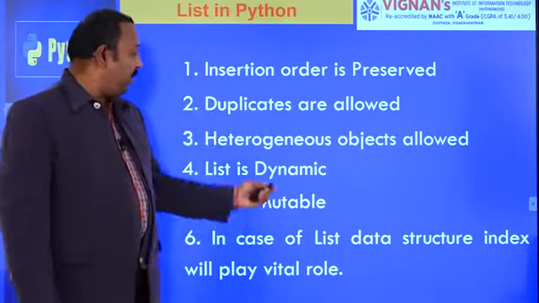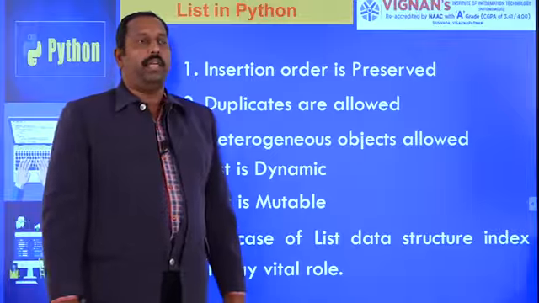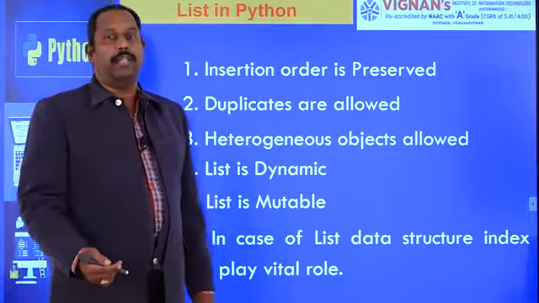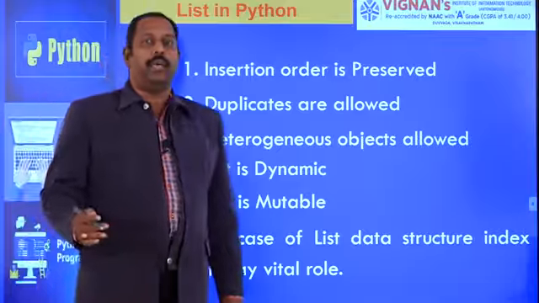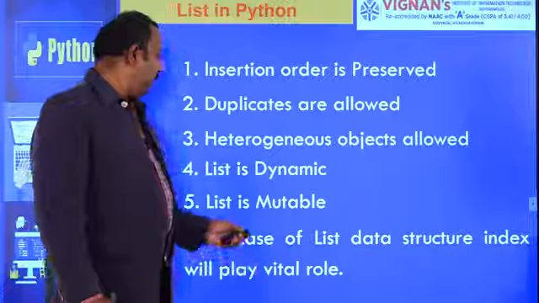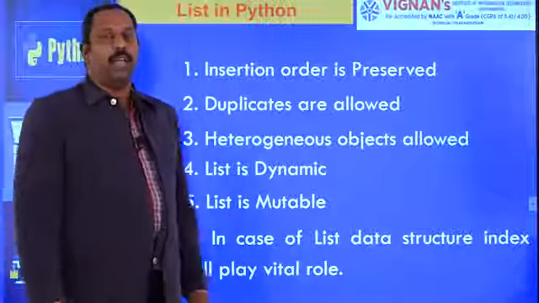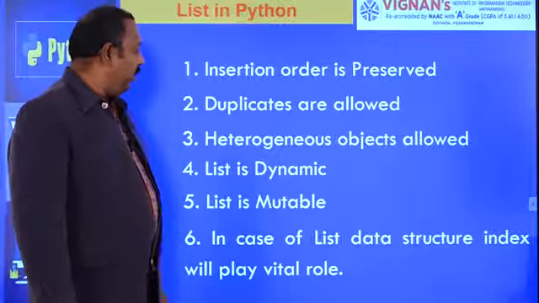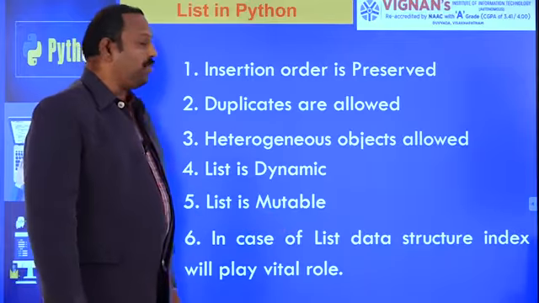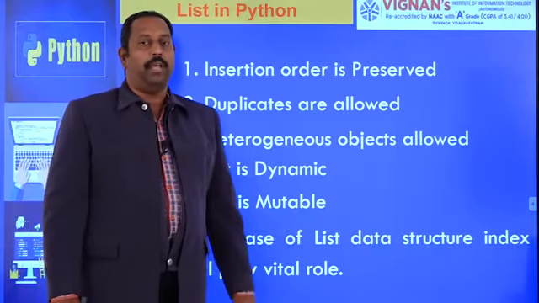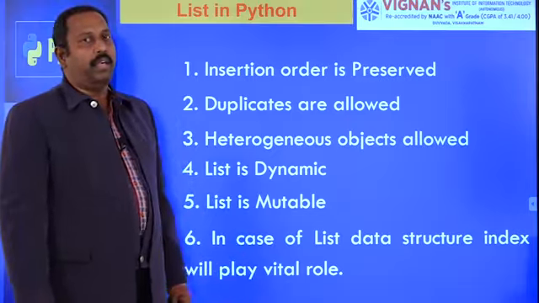And next, a list is dynamic in nature. That means we can insert elements and we can also remove elements. That means list elements can grow and can also shrink. And next, a list is mutable. That means we can update the values in the list. That is called the mutable property. In the case of the list data structure, the index plays a vital role. We can also do indexing and slicing using the list data structure.